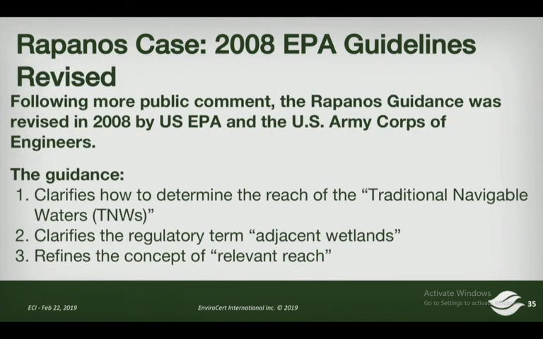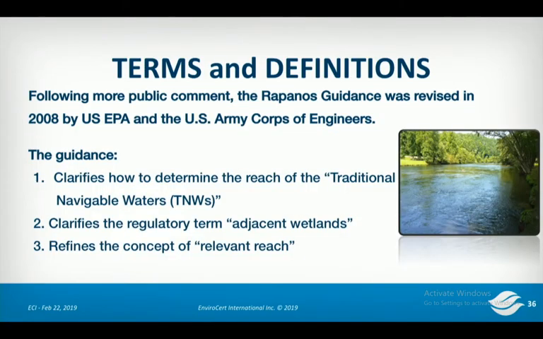As we moved into 2008 and they had more comments, they started clarifying what traditional navigable waters were. You'll see the acronym TNW used. There was some clarification on what the term adjacent wetlands meant. The public comments from the EPA Rapanos 2008 review also provided some additional clarification on some terms that you see on slide 36. And there was some further definition of what traditional navigable waters was. They clarified some of the regulatory terms on adjacent wetlands, and they further tried to refine what relevant reach means.